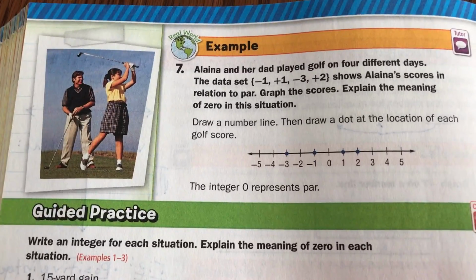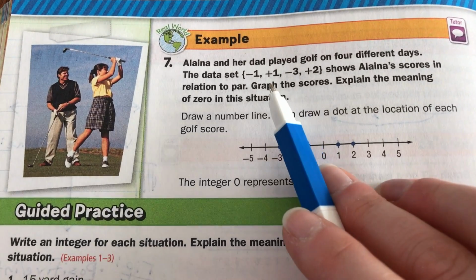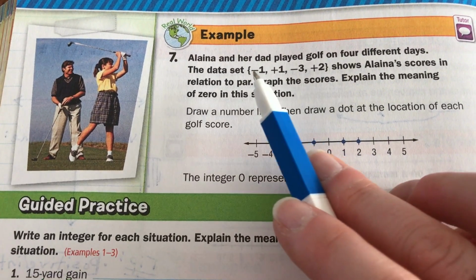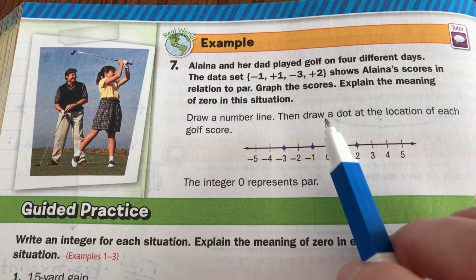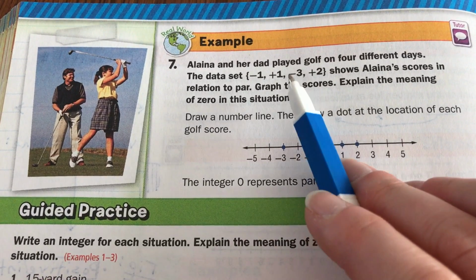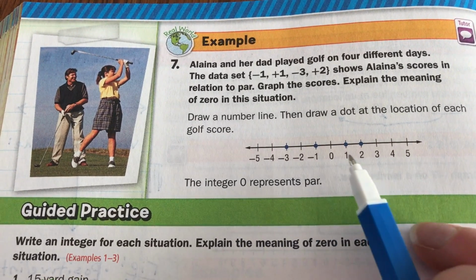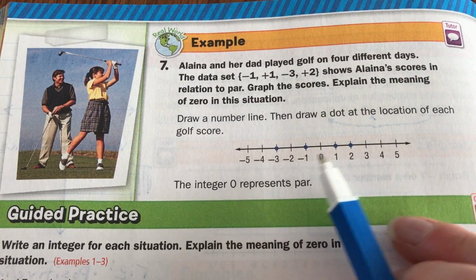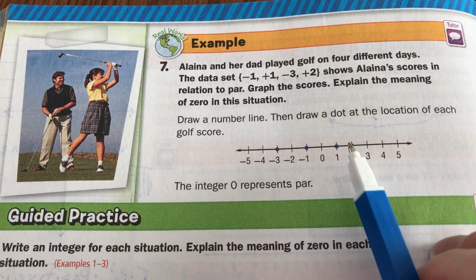All right, let's look at the story problem. Elena and her dad played golf on 4 different days. The data set, -1, +1, -3, +2, shows Elena's scores in relation to par. So she was below par or above par. Graph the scores, explain the meaning of 0 in this situation. So 0 represents par, right? If you've ever golfed, 0 means you got exactly what they thought you should get on that hole. So when she got negative, she was under par. Positive was above par. So there's -1, +1, -3, +2.